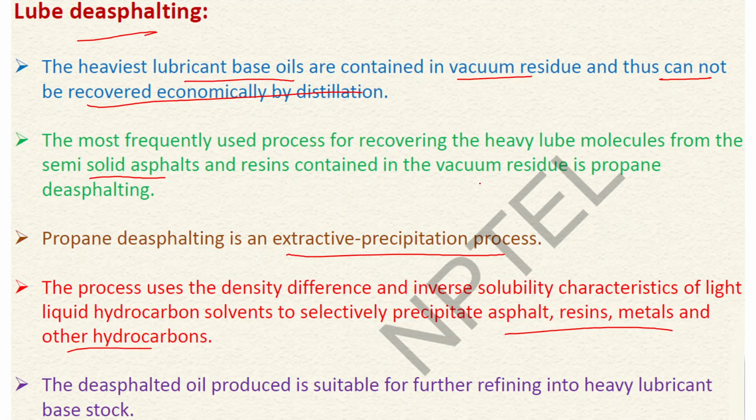So what happens is we dissolve this vacuum residue in propane. This propane extracts the heavy lube base oil with it, precipitating out the asphalts, resins, and metal and other hydrocarbon content below. Okay, so the deasphalted oil produced is suitable for further refining into heavy lubricant base oil. When we receive this deasphalted oil, it consists of both lubricant base oil as well as propane, and it is further refined to remove the propane as well as to give the heavy lubricant base stock.